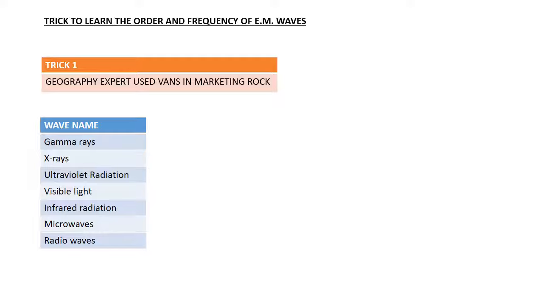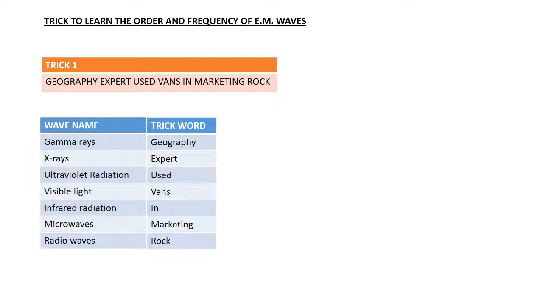If you see the order of each of these words, the first letter of each of these words represents the specific waves like this. Each of the trick words matches with the wave name in the same order of the waves. So you can easily use them to recollect the order of the list, and just by recollecting the first letter you can recollect the entire word.